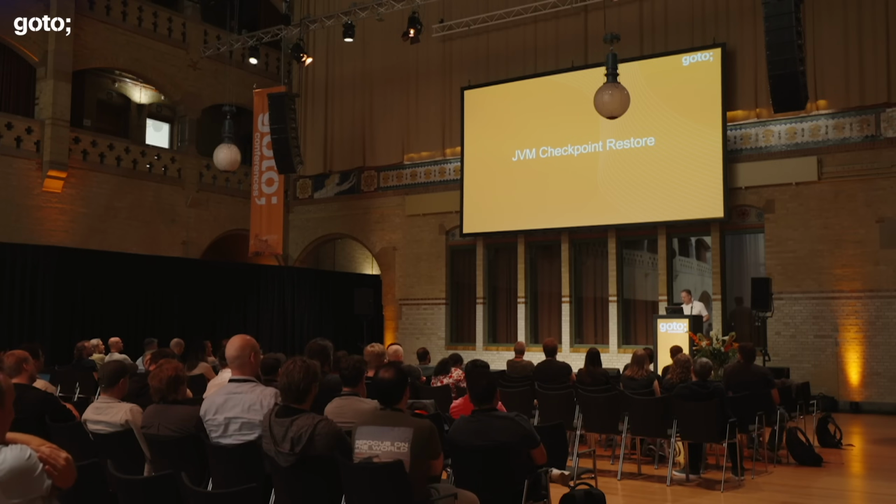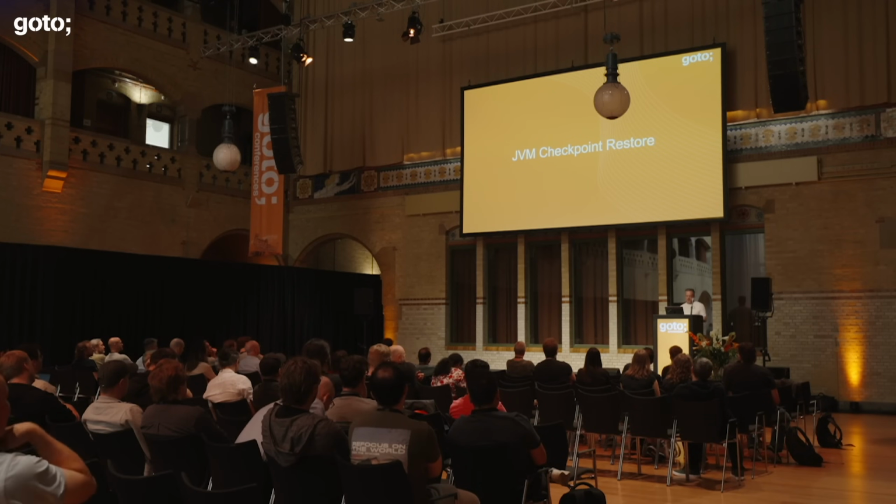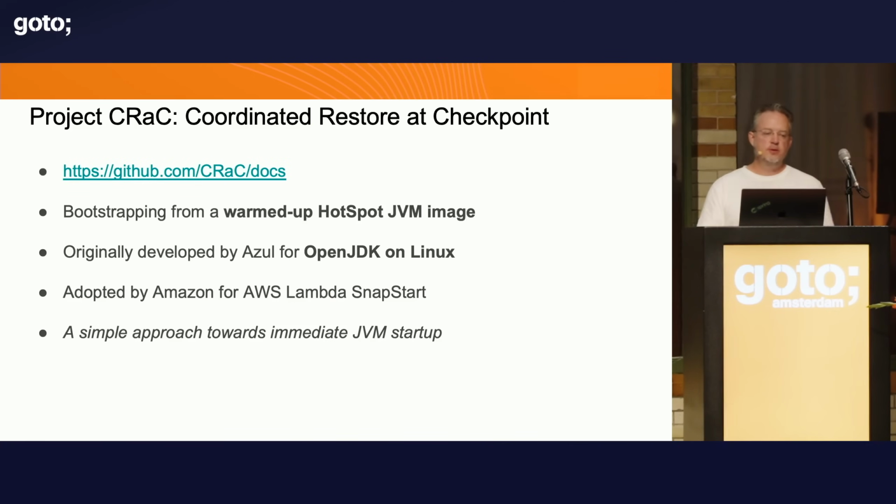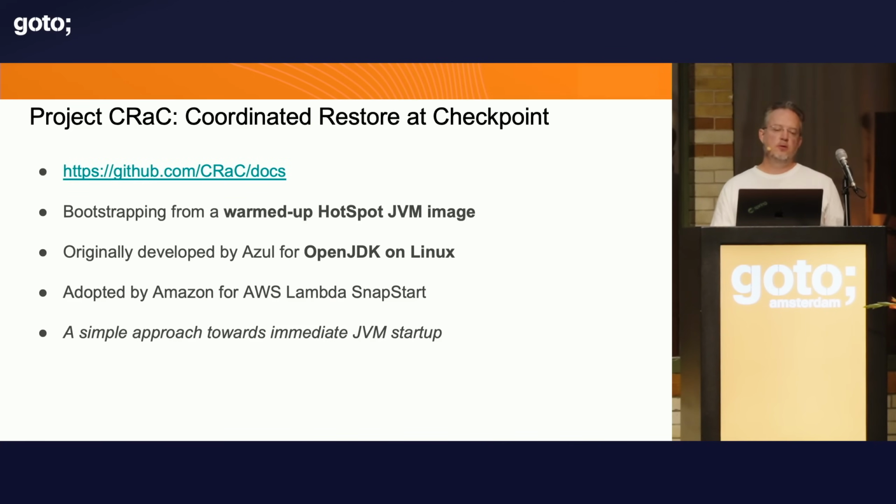So this is a new development in the community in recent years. Basically, there's this new project called Project CRaC. CRaC stands for Coordinated Restore at a Checkpoint. So you take a snapshot of your application on the JVM, you save that out to an image, and then later on you can start it up right where it left off. The idea is bootstrapping from a warmed up HotSpot JVM image. This was originally developed by Azul for OpenJDK on Linux, and then adopted by Amazon.